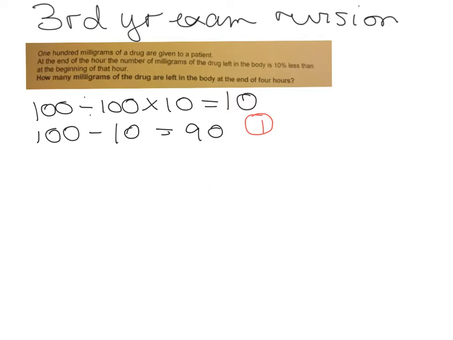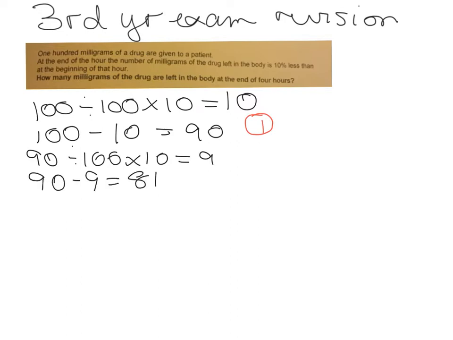We are now going to repeat this process to find out how much is going to be left at the end of the second hour. So we find 10% of 90. We divide by 100, multiply by 10, and we get 9. We then take that away from what we started with, which was 90. So 90 take away 9 is 81. That's how much we have left at the end of the second hour.